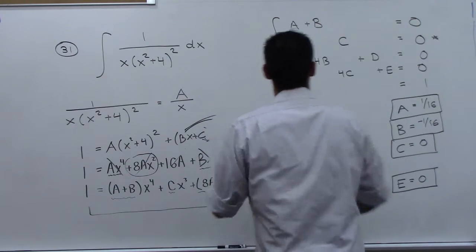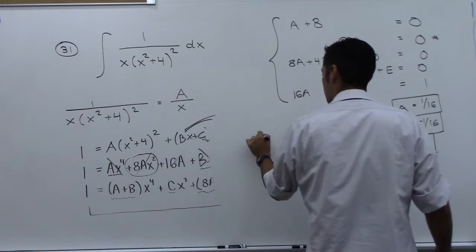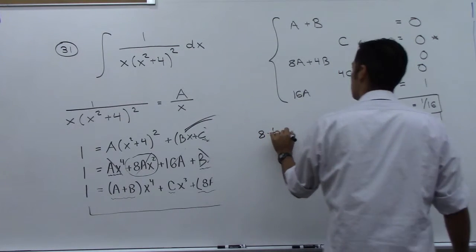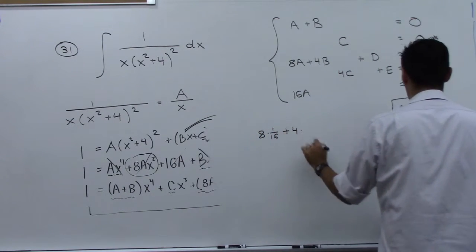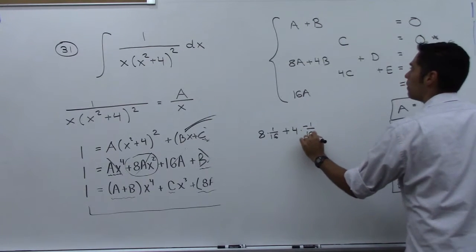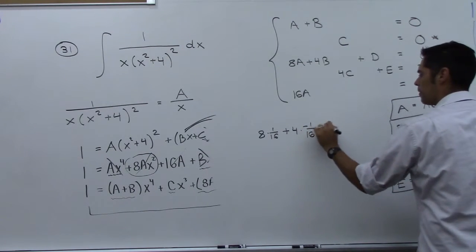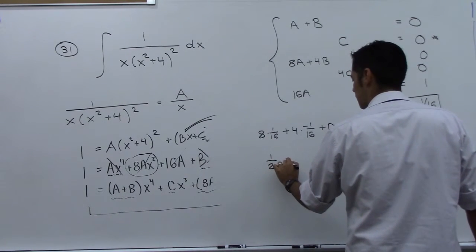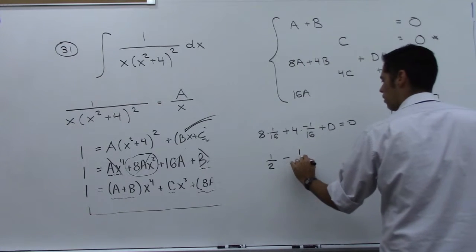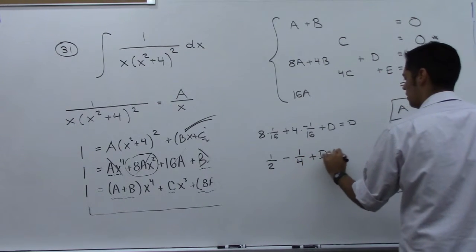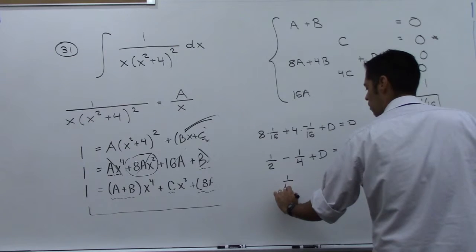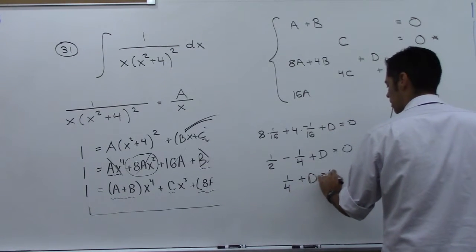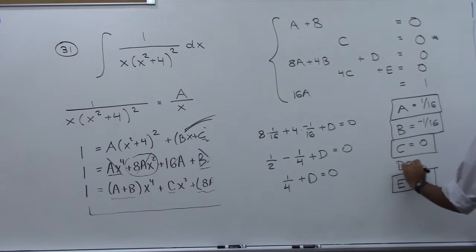All right. So I have that 8 times a, so 8 times 1/16, plus 4 times b, but b is negative 1/16, plus d must equal 0. So this is going to be 1/2, then minus 1/4 plus d equals 0. This is 1/4 plus d equals 0. So d then is negative 1/4. So I've got a, b, c, d, and e.